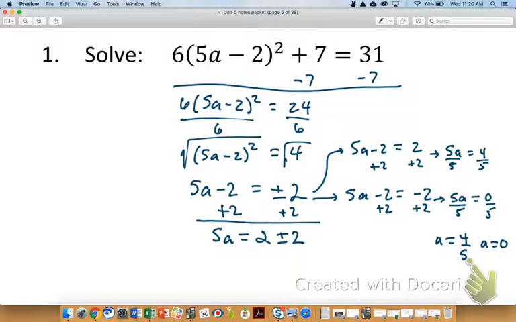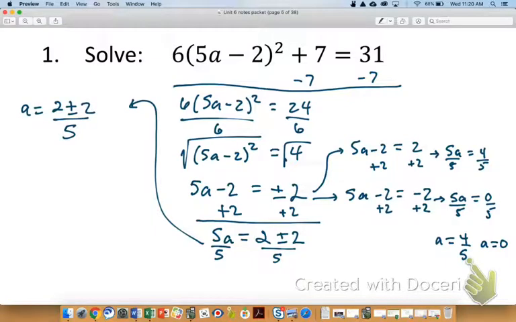I asked you a question. Does it make sense? Yeah. Okay. Again, we're going for logic. We're not going for "my teacher told me." Going for logic. So I'm going to come over here and try to finish. So I get a equals 2 plus or minus 2 over 5. I could split it up here. This means a equals 2 plus 2 over 5, or a equals 2 minus 2 over 5.